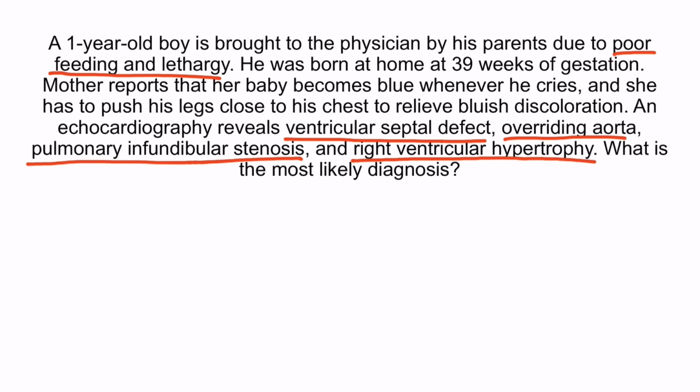Mother reports that her baby becomes blue whenever he cries. This is the phenomenon known as TET spell, caused by right ventricular outflow obstruction in patient with Tetralogy of Fallot. The mother has to push the infant's legs close to his chest to relieve bluish discoloration. This is because squatting increases systemic vascular resistance, decreases right to left shunt, and improves oxygenation. So the most likely diagnosis here is Tetralogy of Fallot.